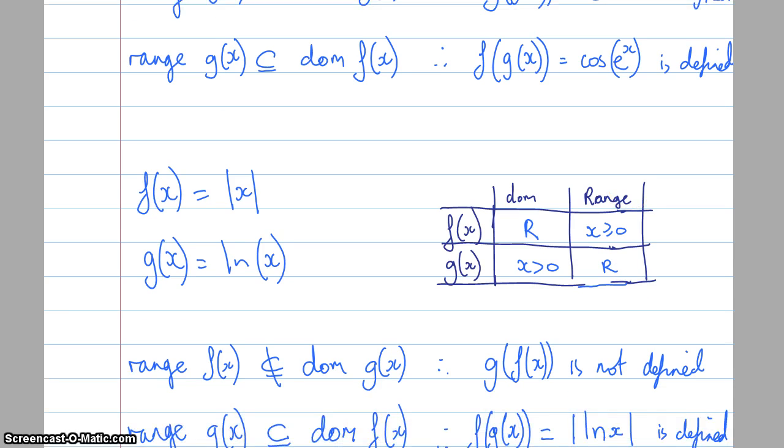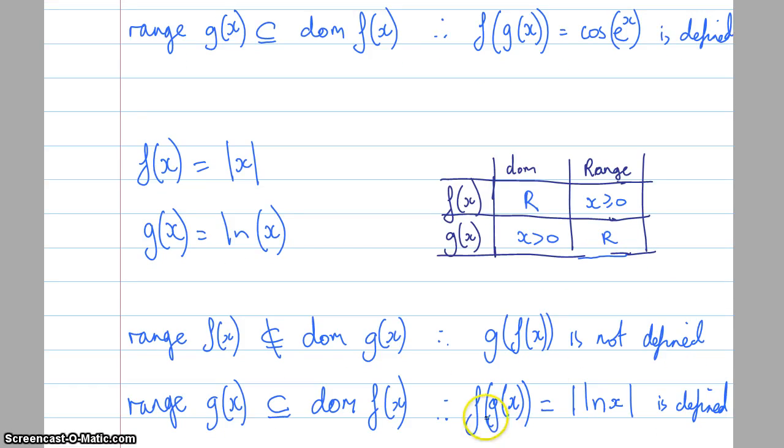So what I can do is have a look at the other example. What about f of g of x? I find out my range is exactly the same as my domain, so therefore f of g of x is defined everywhere. I can draw this graph with no limitations or restrictions.